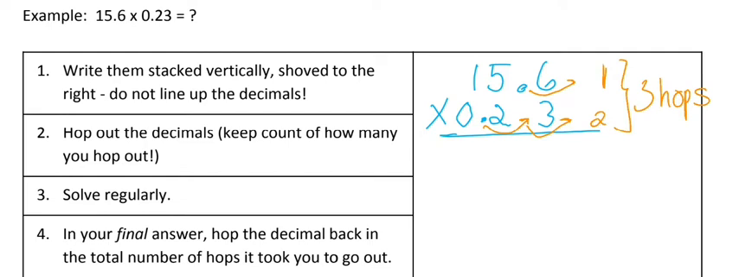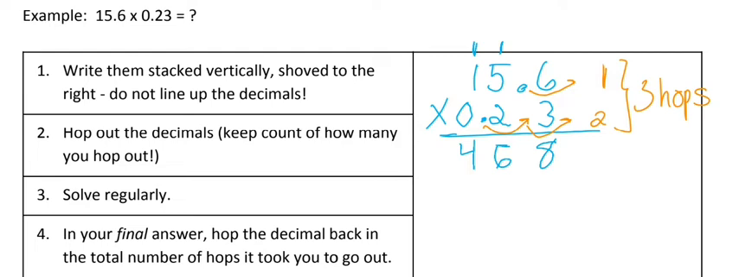Step number 3, solve regularly. Starting as far to the right with our 3. 3 times 6 is 18. 3 times 5 is 15, plus the little 1 at the top, don't forget that guy, is 16. 3 times 1 is 3, plus the 1 at the top is 4.